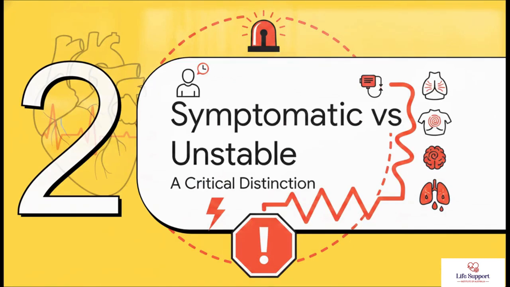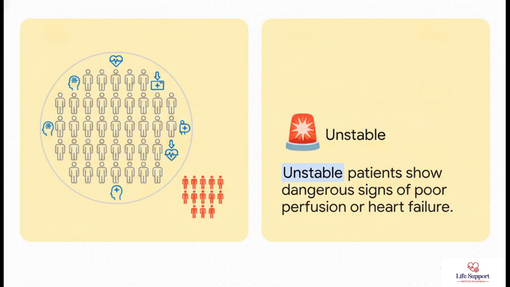Moving to section 2, symptomatic versus unstable, a critical distinction. There's this super common clinical myth that kind of blurs the lines here. We really need to separate the broad idea of a patient just seeking care from the extremely narrow red alert definition of clinical instability. I mean, by definition, almost every single patient who walks into the emergency department is symptomatic, right? They might feel dizzy, they might be having palpitations, or they just feel really awful. But that does not necessarily make them unstable.